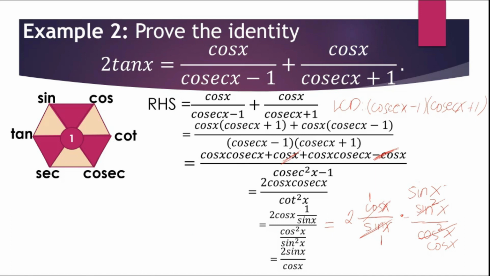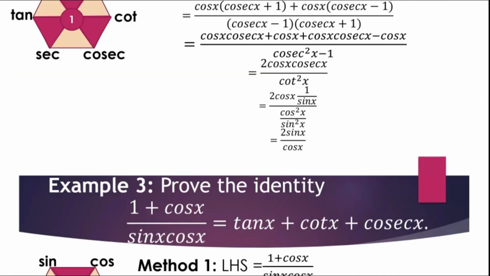So, kung mapapansin mo, sine x over cosine x is equal to tangent x. So, therefore, we can write it as 2 tan x, which is the value of the left side of your equation. So, we have proven already our answer. So, therefore, 2 tan x is equal to 2 sine x over cos x. Okay. Now, let's have another example.